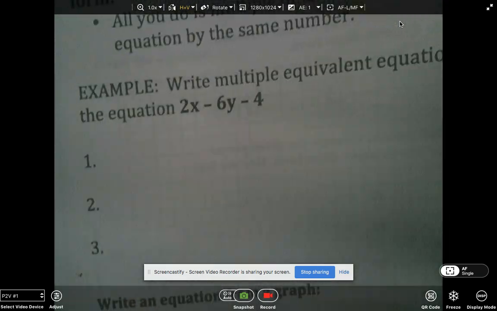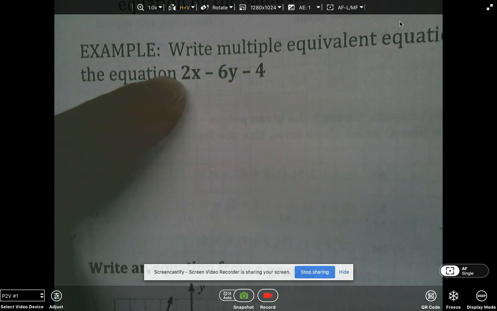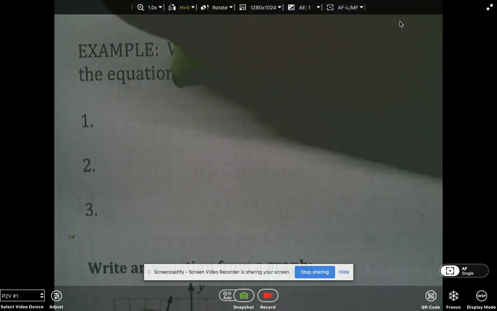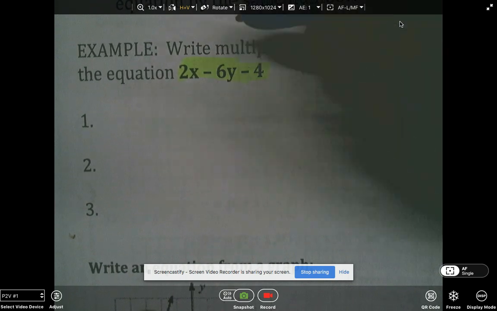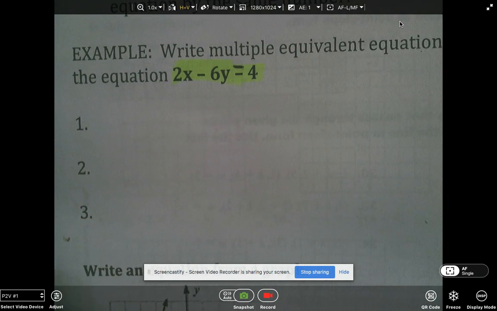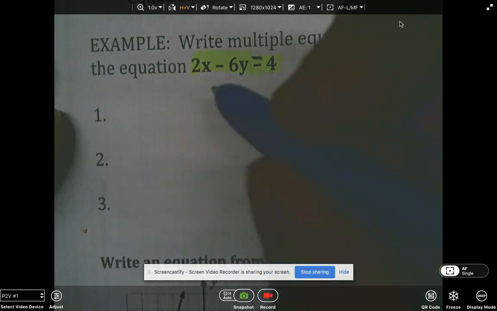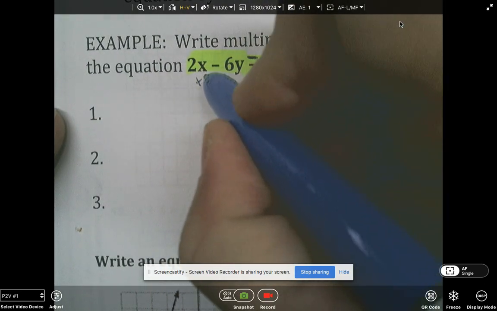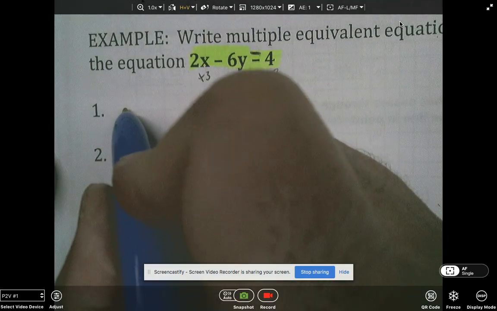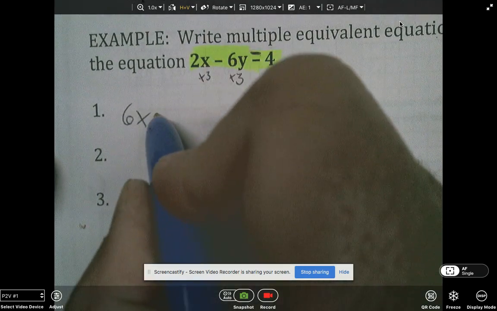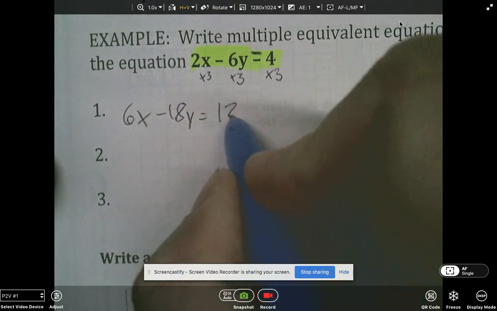So here's an example. We can write multiple versions of this equation, which is 2x minus 6y, and that should be, if you could just fix that on your paper, equals 4. All right, so first thing I'll do is just multiply every term by 3. So times 3, times 3, times 3. So this would be 6x minus 18y equals 12.